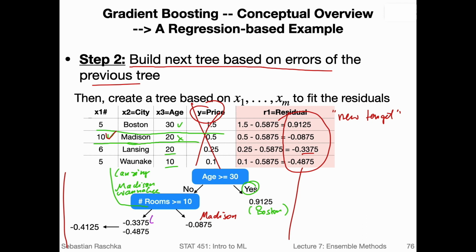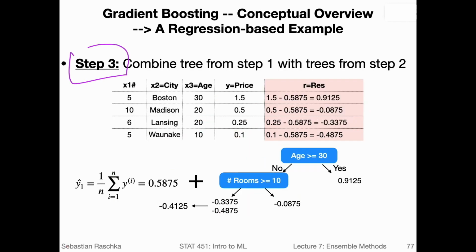So let me write Lansing and Warneke here. And in decision trees, if we have multiple training examples at a given node, we take the average. So this is the average of these two values here, and that is how our decision tree might look. So with that, we finished step 2. We built the next tree based on the errors of the previous tree. So finally, the last step, step 3, is to combine the trees from step 1 with the trees from step 2.